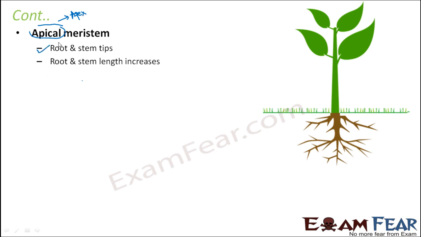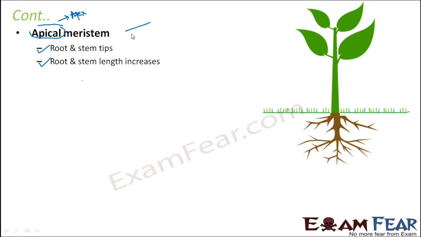As a result of this meristem, what happens? The root and stem length increases. Basically, as I said, meristematic tissues or the meristems are the region of actively dividing cells. So more and more new cells will be formed. Now when so many cells are formed, what will happen? The length will increase in this case. So it is present in the root and stem tips.